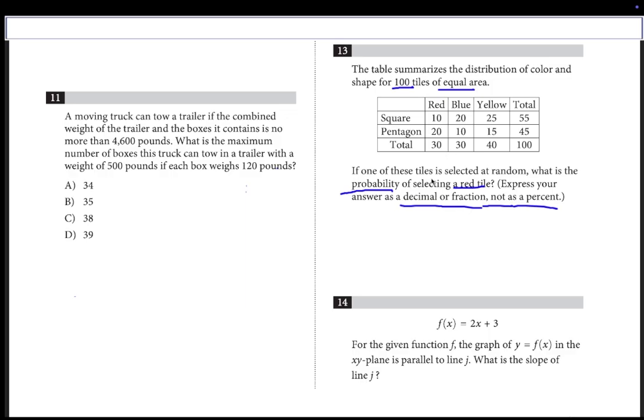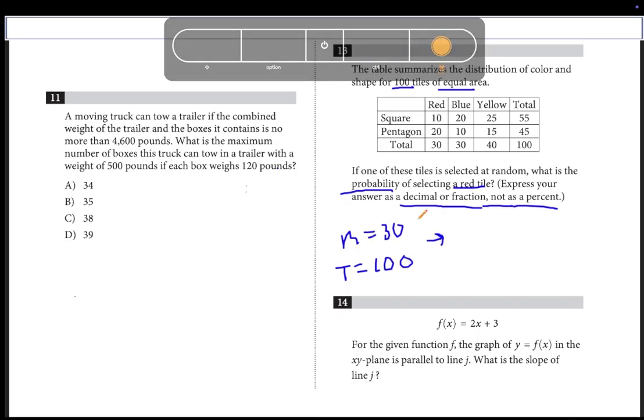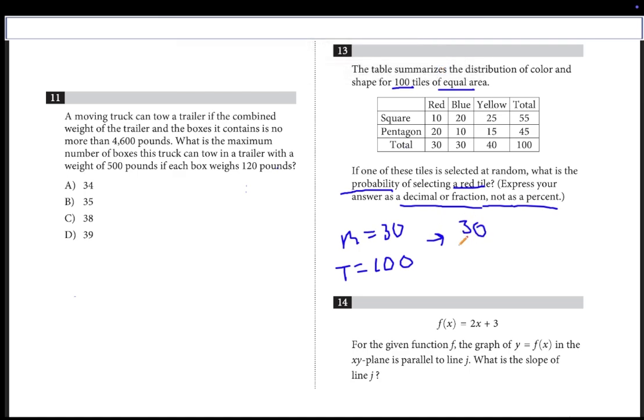So we know the total amount of red tiles is equal to 30, and the total amount of all tiles is equal to 100. So this is going to be a simple probability problem. We're going to put our 30 over 100, part over whole, and then when we simplify that, we're going to have 3 over 10. And so this is going to be the answer. This is going to be a probability. So 3 over 10 or 0.3, as it wants a decimal or fraction, not a percent.